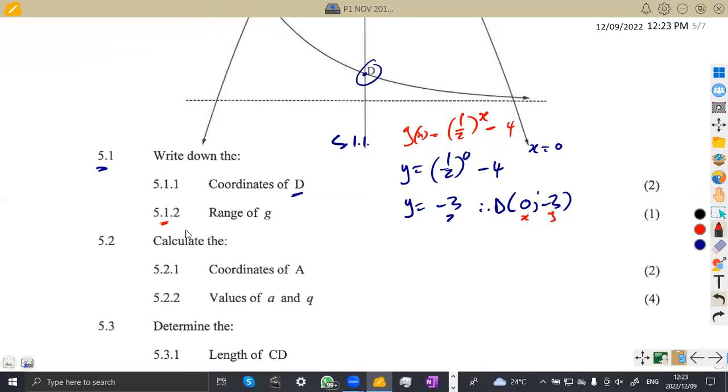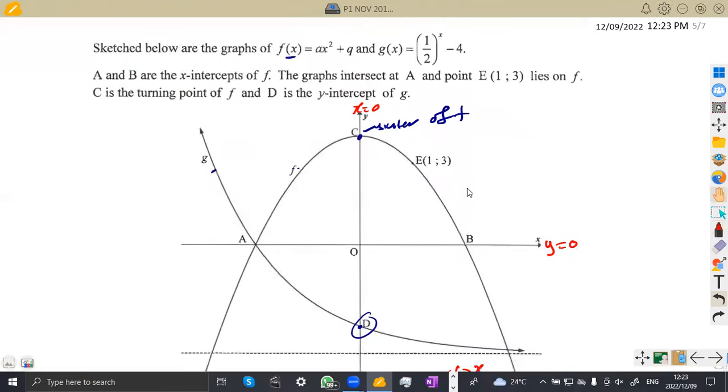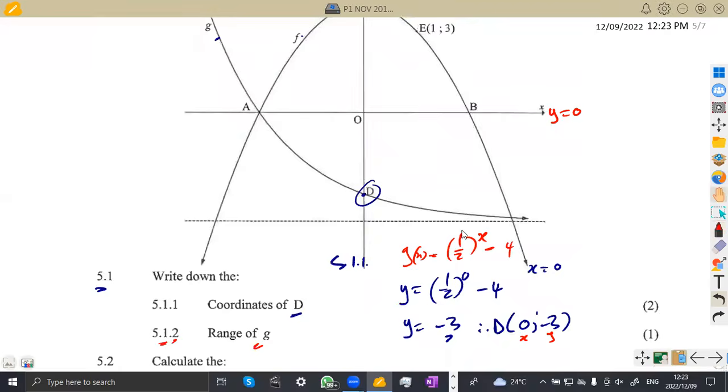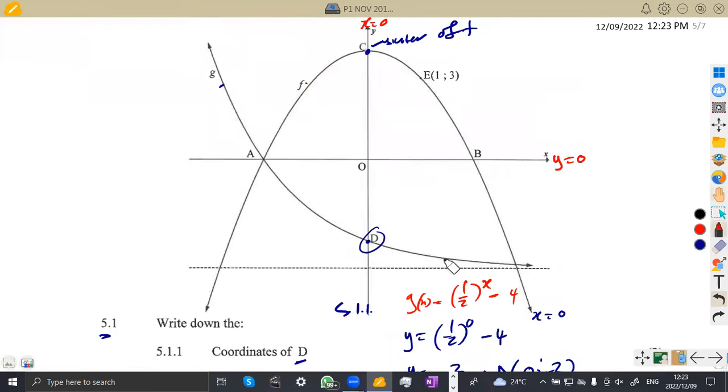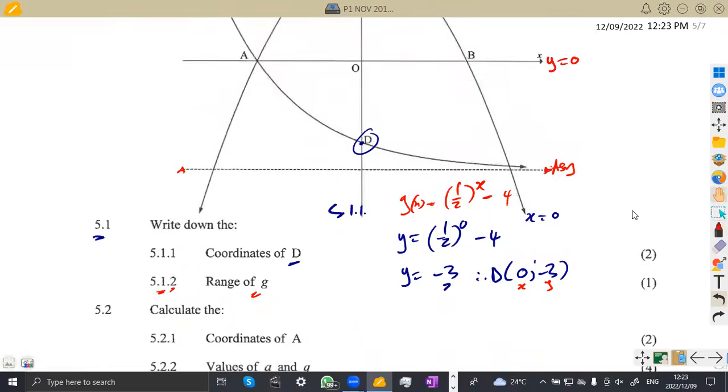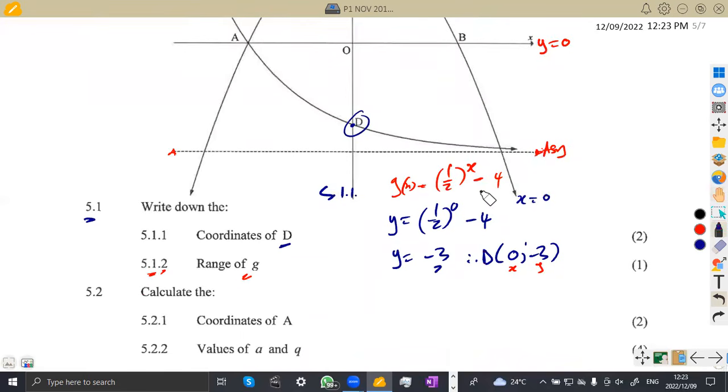Then on 5.12, we are now given the range of g. We are given g as an exponential function, and the range is taken from the values of y, and the values of y are not going to exceed the asymptote in terms of y. The asymptote is taken from the function, which is the -4. This part here represents the asymptote, so it means this line is y is equal to -4. That's where we have the asymptote.